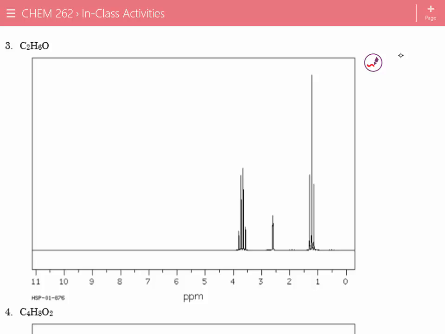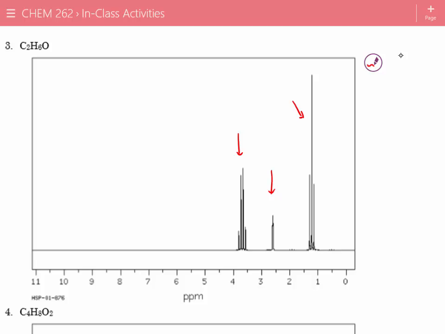All right, let's continue on and see how we can work through problems 3 through 12 on the in-class activity. If we look at problem 3, it's immediately clear that we've got 3 different sets of protons. Specifically, the one right around 4 ppm is a quartet, the one around 2.5 is a singlet, and the one around 1 ppm is a triplet.